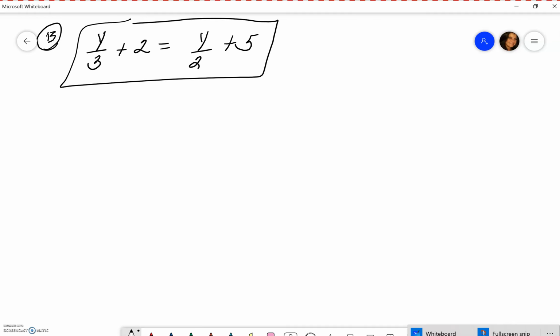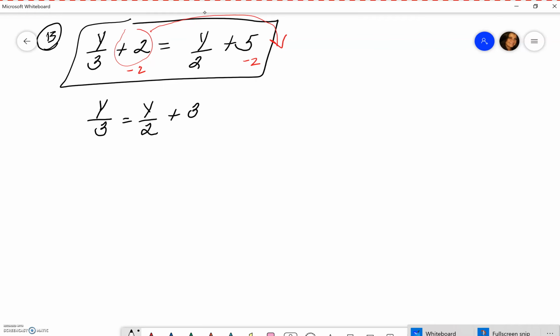Okay, the first thing I'm going to do is move this over to this side of the equation. So I would subtract it from this side, so I have to subtract it from that side. So I'm going to rewrite as y over 3 equals y over 2 plus 5, and then minus 2. We can clearly see that that answer would be 3, so it would be plus 3. So I'm just going to erase that and write it here.